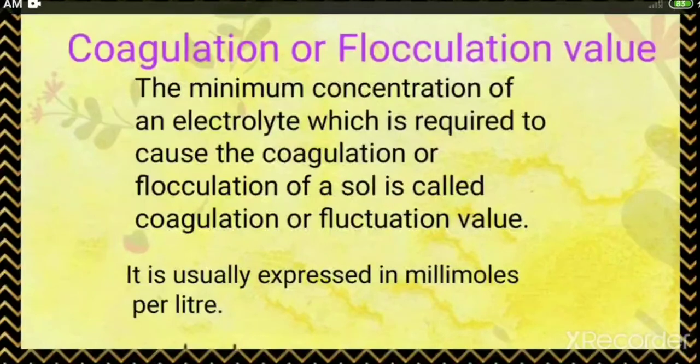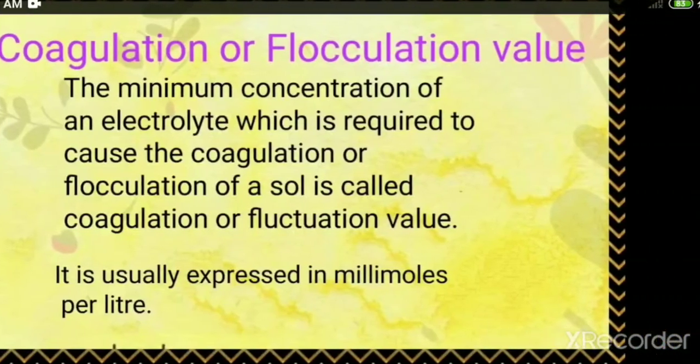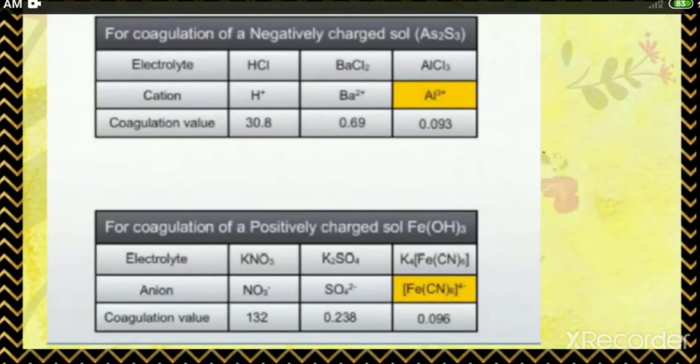So what is the flocculation or the coagulation value? It is the minimum concentration of an electrolyte which is required to cause the coagulation or flocculation of a sol. This is called the coagulation or flocculation value. It is usually expressed in millimoles per liter. Let us see some examples.